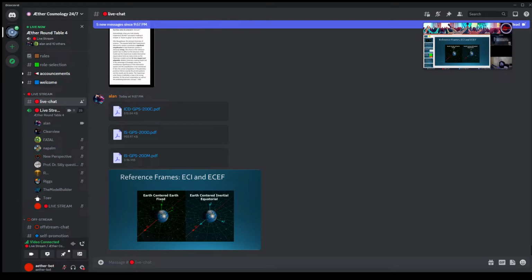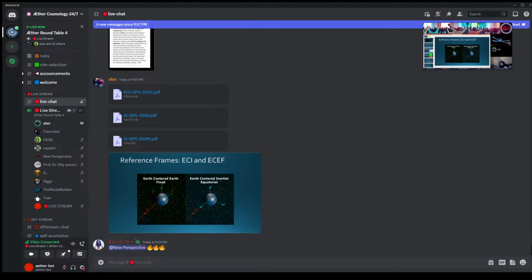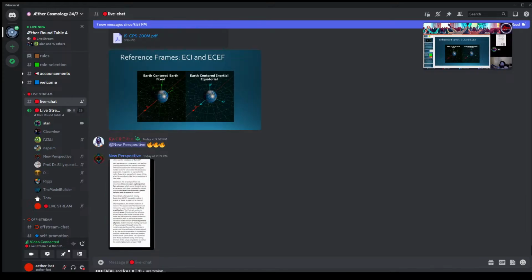The ECEF frame, the Earth-centered Earth-fixed frame, which is a rotating frame with respect to fixed stars. That's the distinction they make there. If that helps, they start with a fixed position. Gotcha. And then the ECEF rotating frame. Yeah, the ECEF is what they say is the one that we live on. They say that's the WGS84 ellipsoid, or whatever they call it. That's what they say we live on.